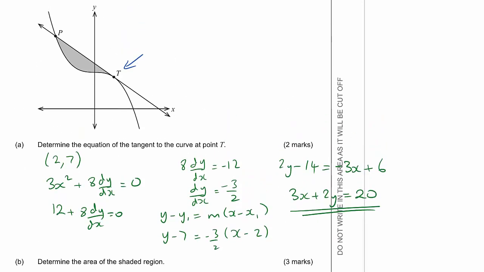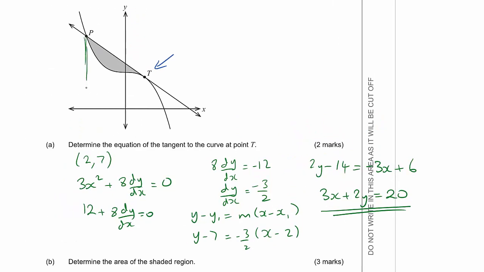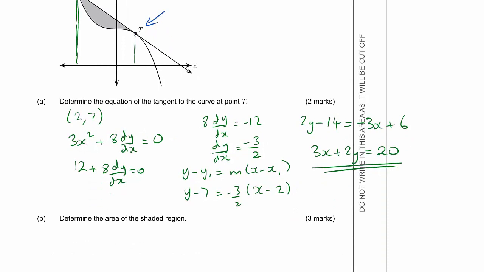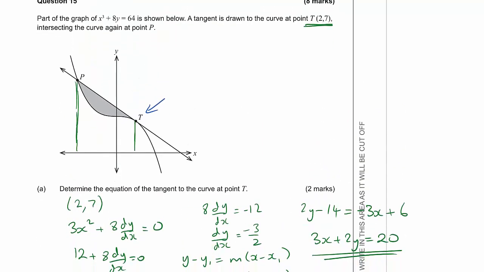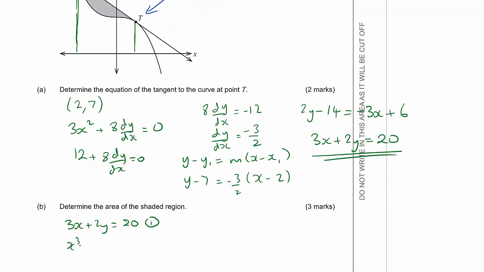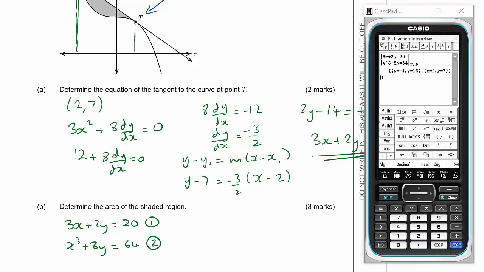Determine the area of the shaded region. So if we look at that, we want to find the coordinates of P, don't we? And what we can then do is do this trapezium, take away the area under the curve. So we've got 3x plus 2y equals 20, and we've got x cubed plus 8y is equal to 64. And we want where they intersect. So we can use the calculator to do that. I typed it in actually while I was paused.